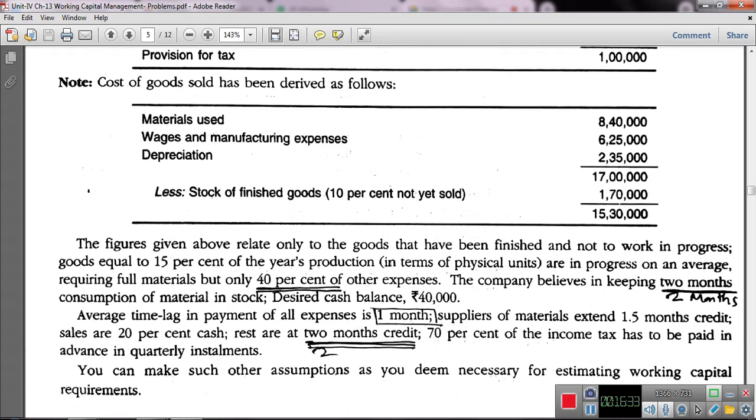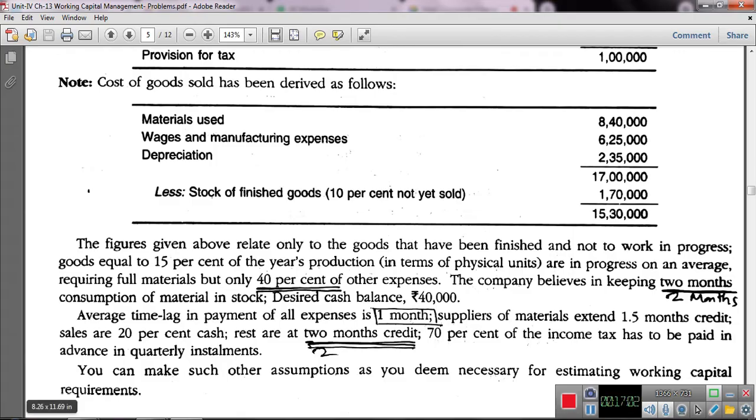The company believes in keeping 2 months consumption of material in stock. The average holding period of material in stock is 2 months. Desired cash balance is 40,000 rupees or cash in hand. Average time lag in payment of all expenses is 1 month. Supplies of materials extend 1.5 months credit. This is the supplier of raw materials, the creditors.